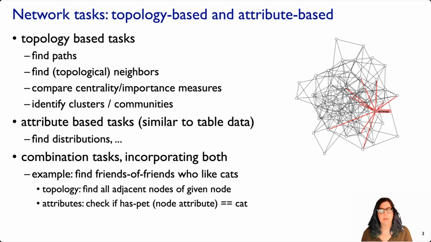So imagine that I was saying, okay, so if I want to find the friends of friends who like cats, I'd have to take the node, do a one hop traversal to find the adjacent nodes to that given node, and then check the attributes of every one of those nodes and say, hey, does this person like cats? Now, if they're good people, they would say yes, but we'll see.